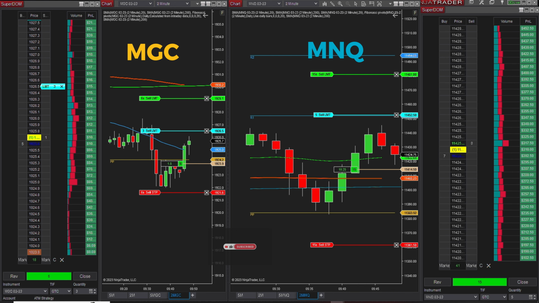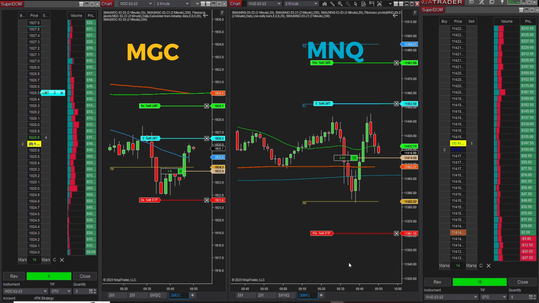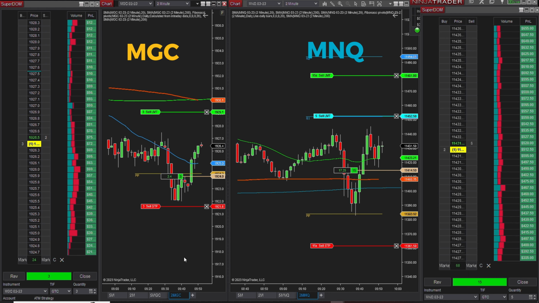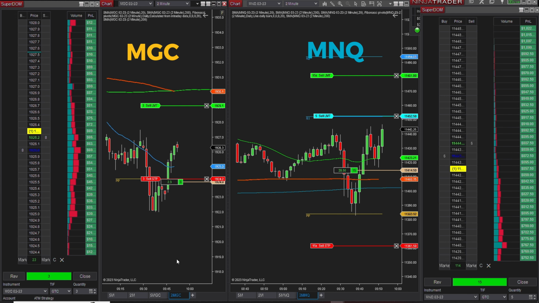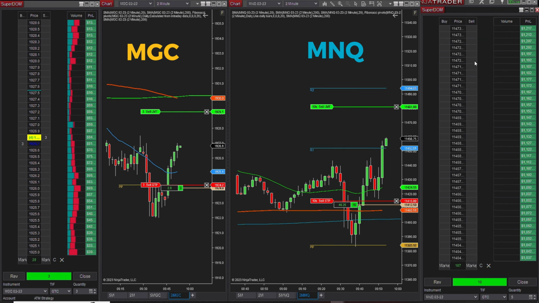Gold is reaching my target 1 beautifully. If that hits, it's going to cover the losses of the previous trade, the losing trade that we had. Now there is a confirmation from Nasdaq, going straight to my second target. First target on gold has been hit and covered the losses, so the Nasdaq is taking off pretty good. Good, awesome.